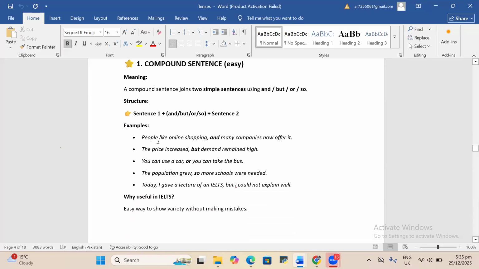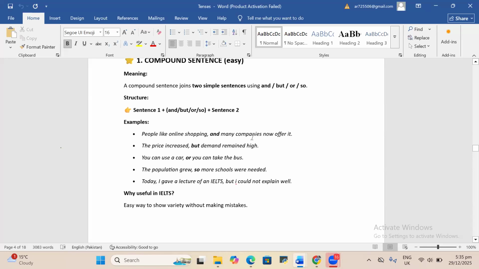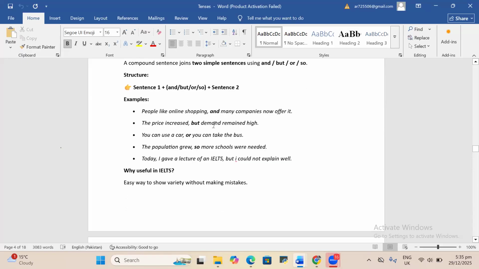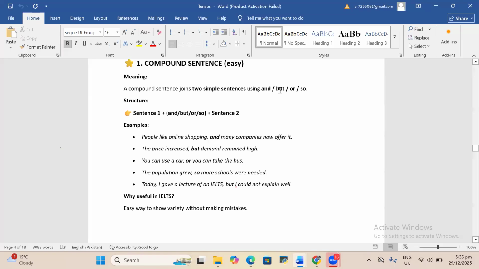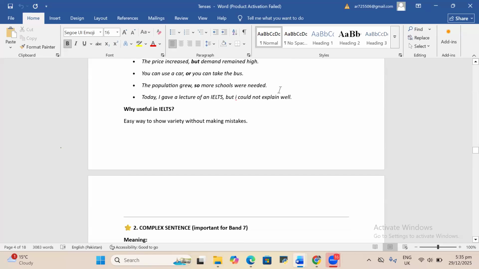For example, people like online shopping and many companies now offer it. So here we use and. So and actually connects the first sentence with the second one. So this is the form of compound sentence. And the second, the price increased but demand remained high. So basically we use these words to connect two different sentences with each other. If you practice it, definitely after a few weeks you can easily use these compound sentences appropriately.